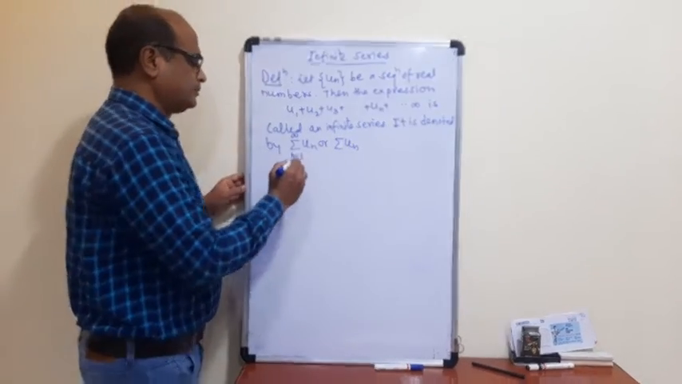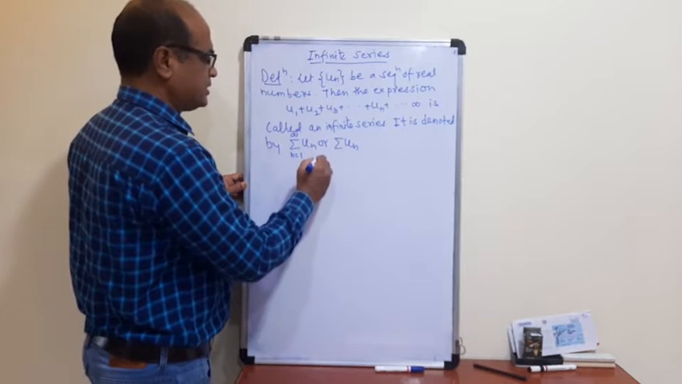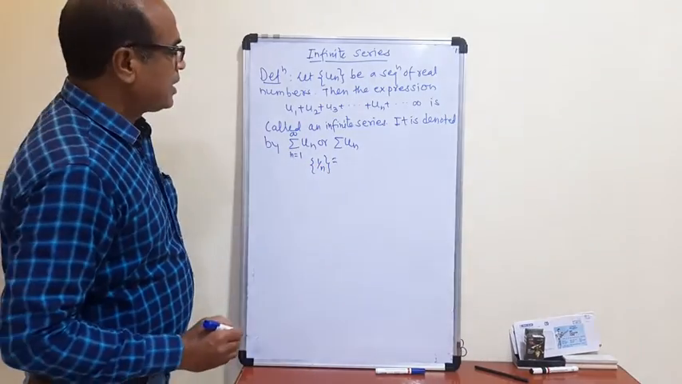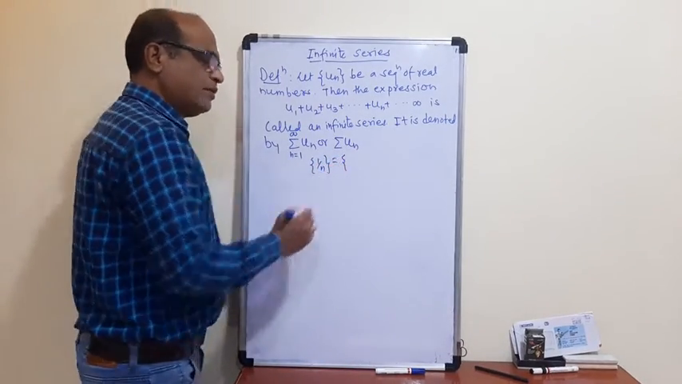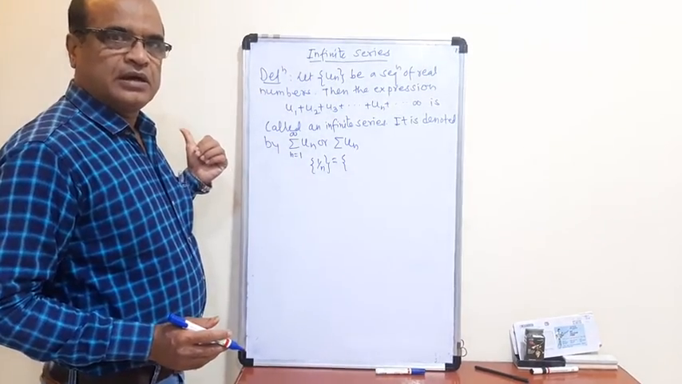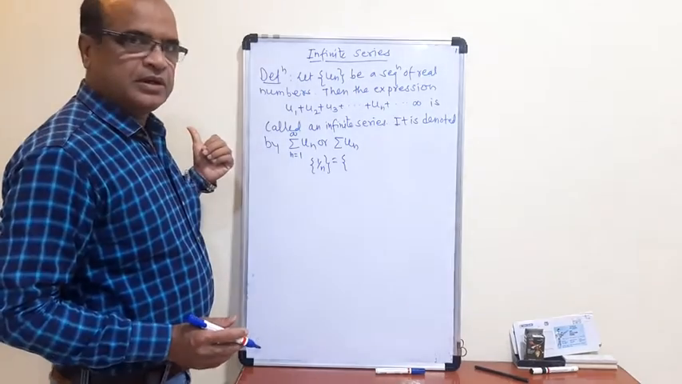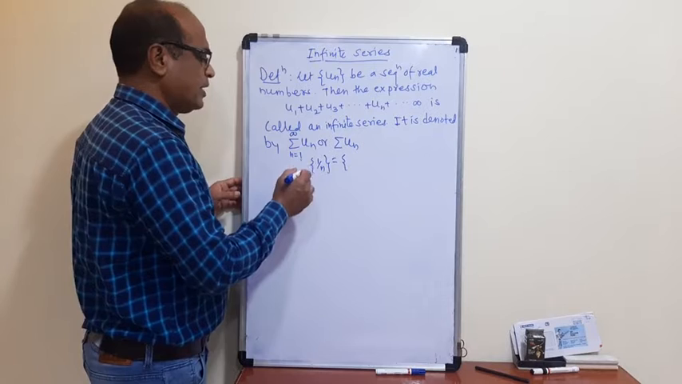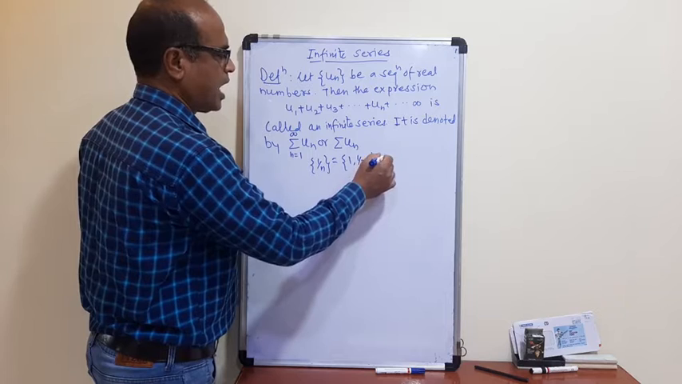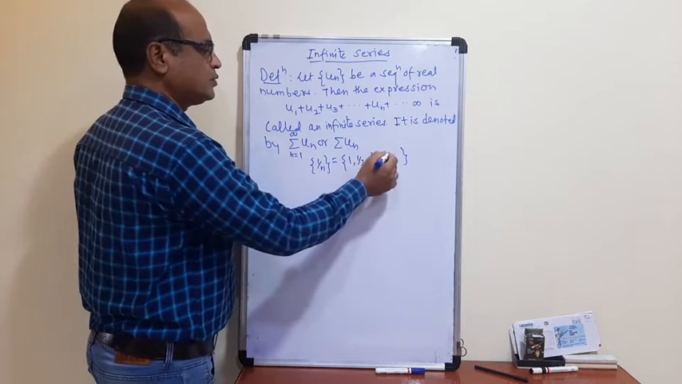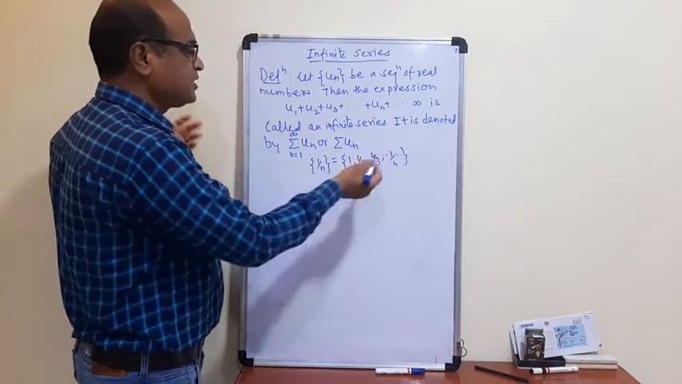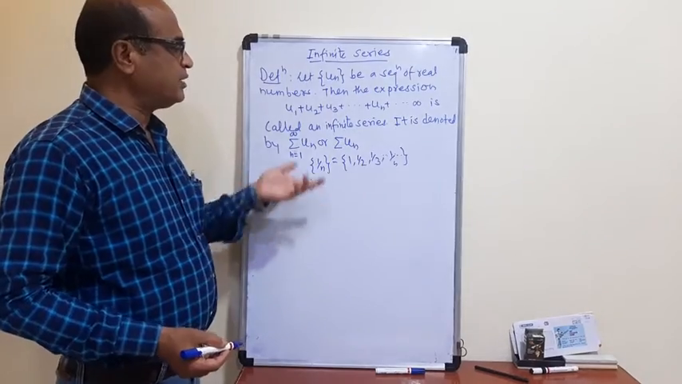So for example, let us take the sequence 1 upon n. We studied sequences in the last chapter. So what is the sequence 1 upon n? That is 1, 1/2, 1/3 and so on, 1 by n and so on. So this is a sequence, and we make a series by using this sequence.